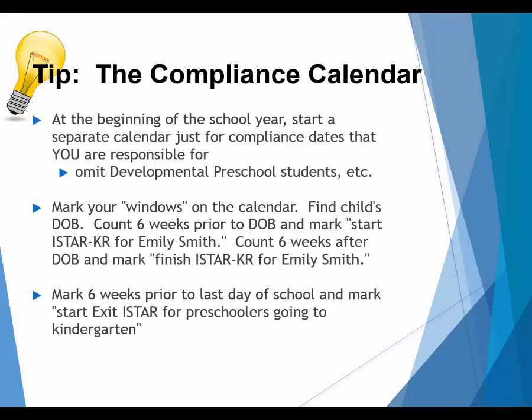Find a child's date of birth, count 6 weeks prior to the date of birth, and mark the start of ISTAR for Emily Smith. Count 6 weeks after date of birth, and mark Finish ISTAR KR for Emily Smith. Mark 6 weeks prior to the last date of school, and mark Start Exit ISTAR KR for preschoolers going to kindergarten.